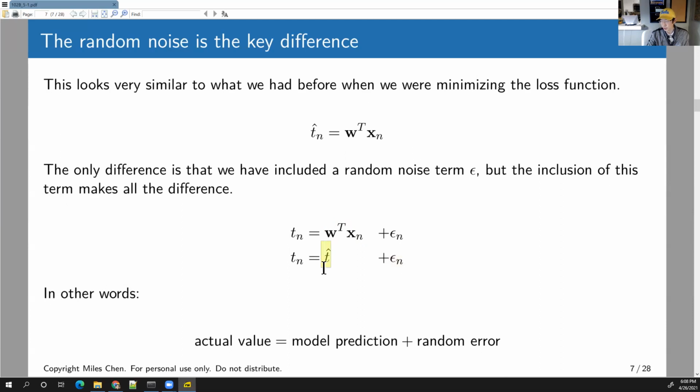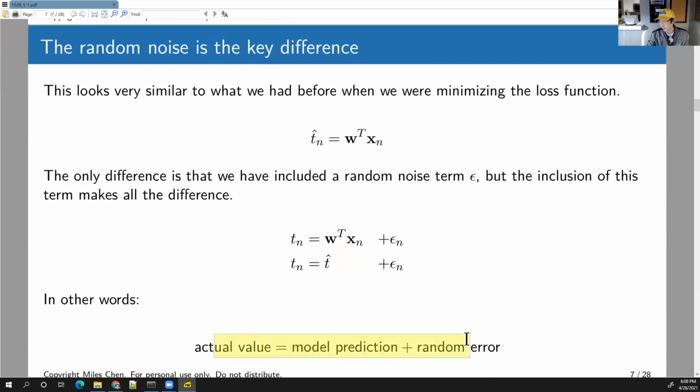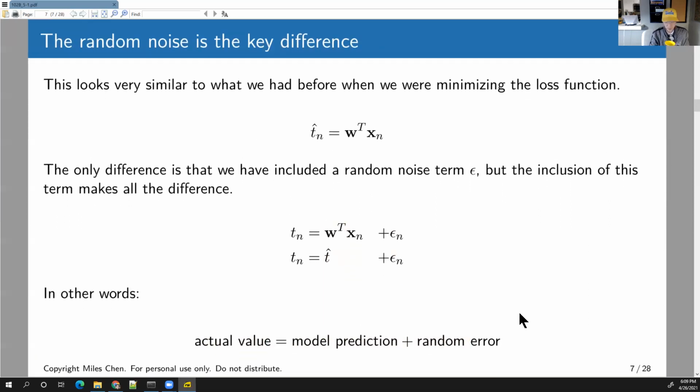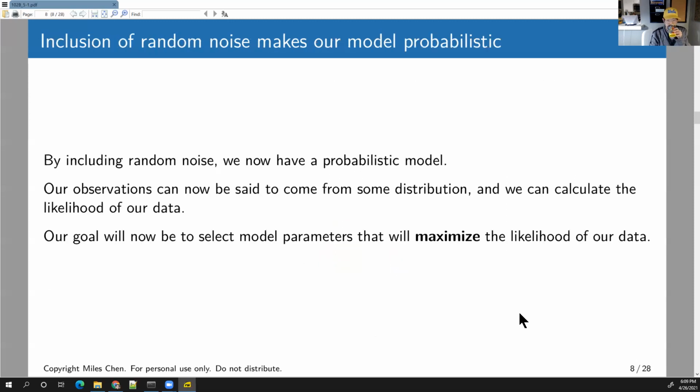In a linear model, this is a linear combination of w times x, but you can have any other kind of model. This could be some logarithmic expression, or a logistic thing. You can have whatever you have, but basically anything we can't capture in the model we just throw into error. Different models differ by how well they predict t hat. This is very familiar to us: the actual value is our prediction plus error.